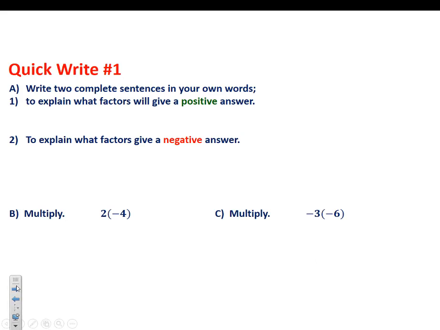Oh, we don't have another slide of examples. We have come to the end of our first video tonight, our first quick write. Please write down 2 complete sentences in your own words. The first one to explain what factors will give you a positive answer. The next one, a complete sentence to explain what factors give you a negative answer. And then you have 2 multiplication problems to do.